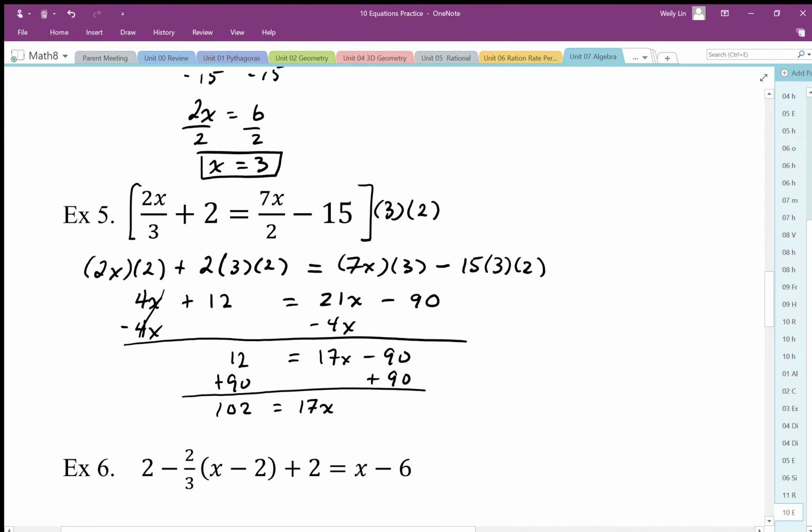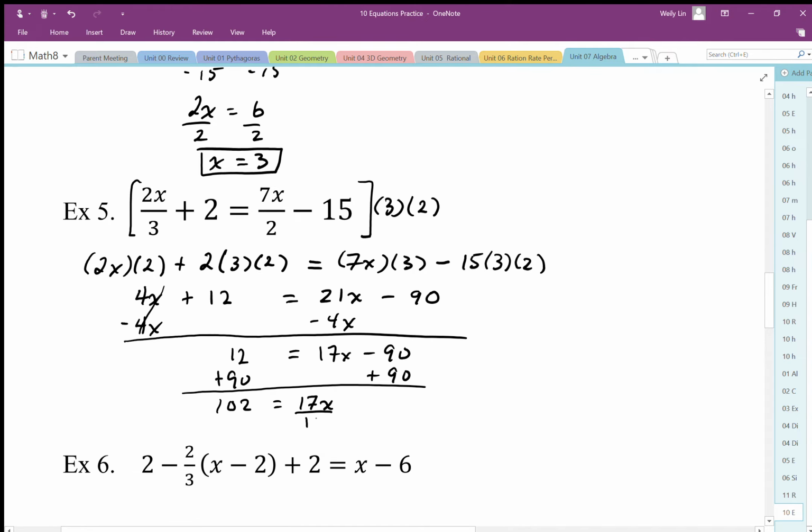Okay, so if I divide by 17, it looks like 17 is going to divide into 102 6 times. So I get 1x is equal to 6 as my final answer.